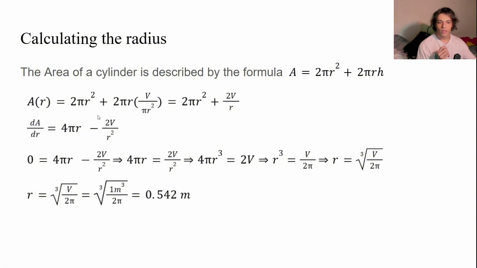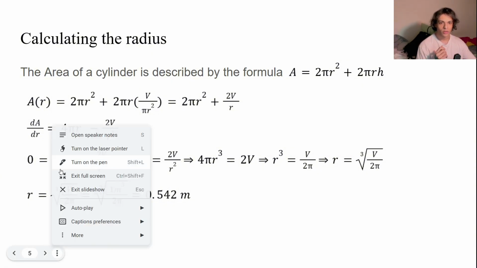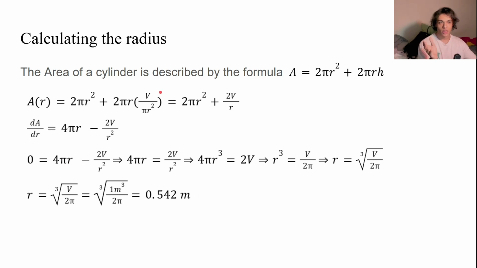Since we know the volume, h is basically equal to the volume over pi r squared. So we can just substitute that in instead of the h, and this is going to be equal to 2 pi r squared plus 2 pi r times v over pi r squared. If we cancel the r with the r and the pi with the pi, we're left with 2v over r. And then now we take the derivative of the entire formula.